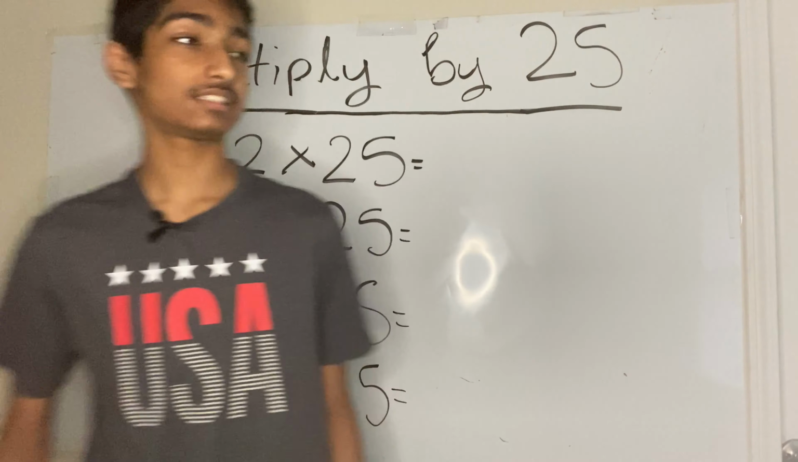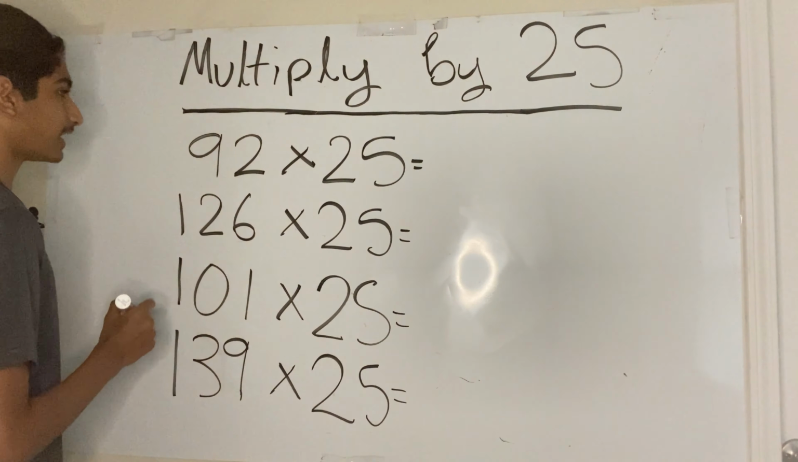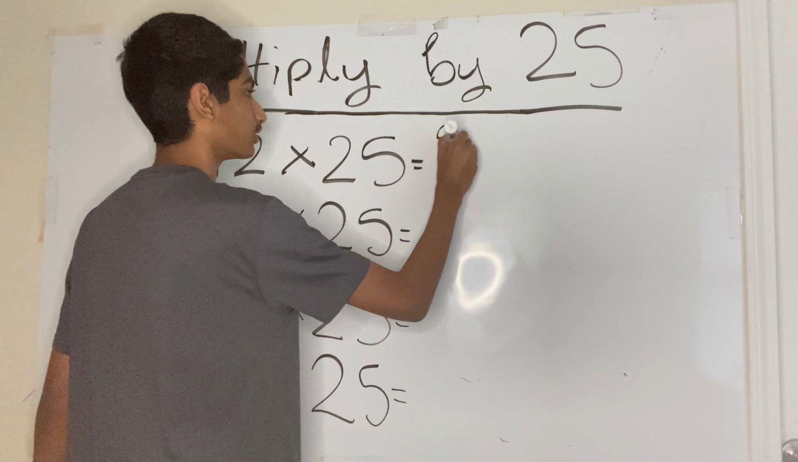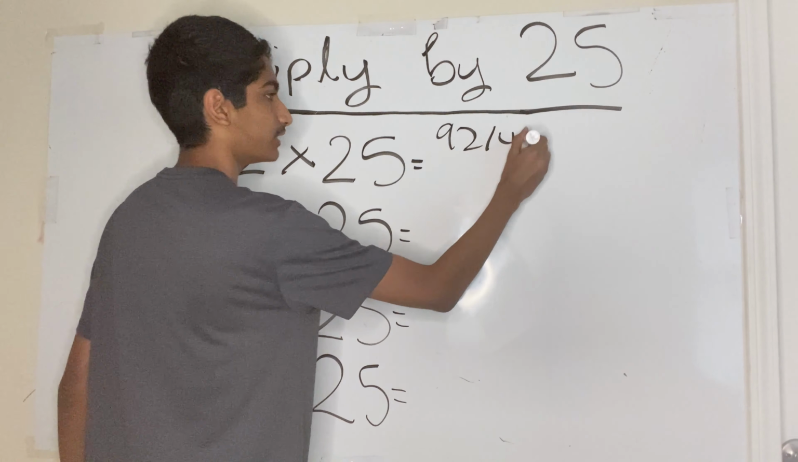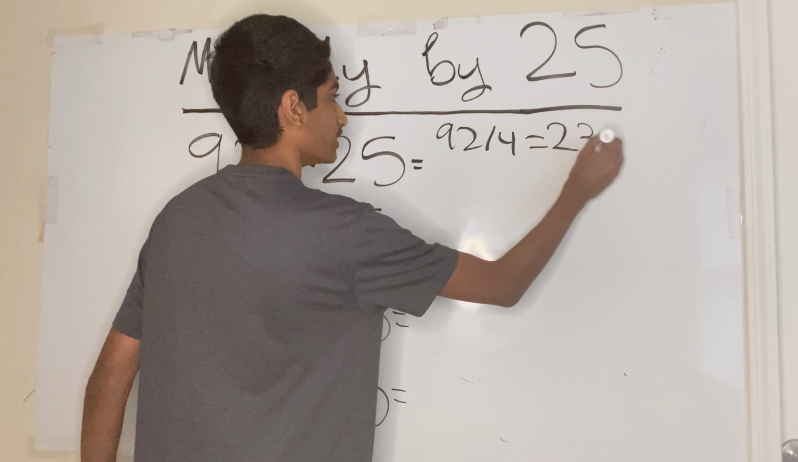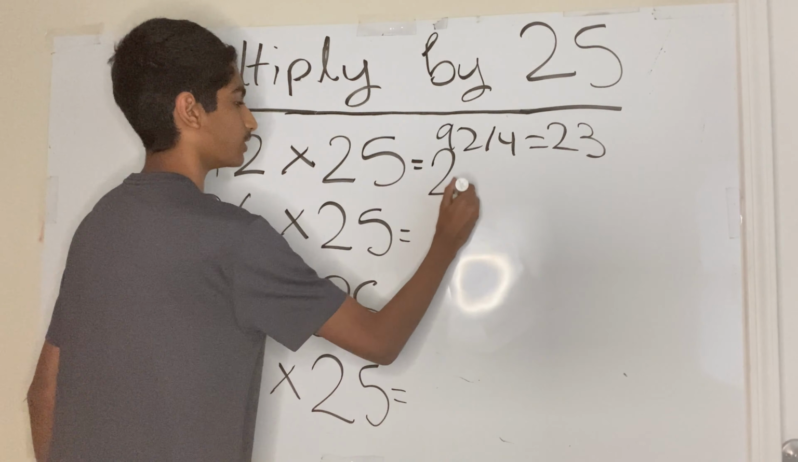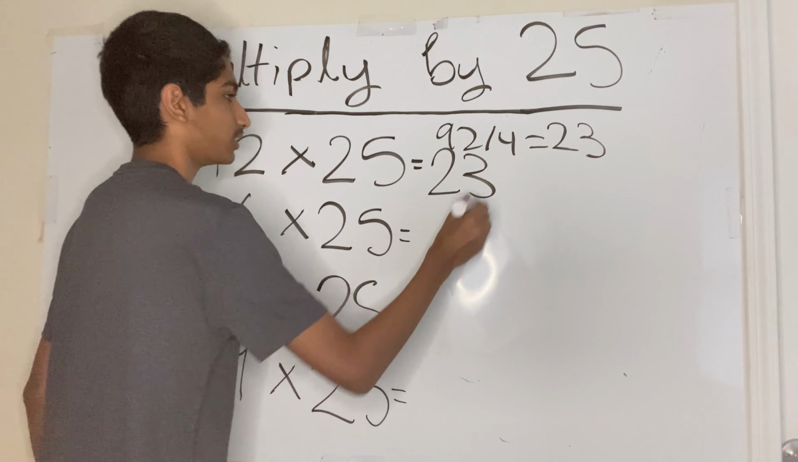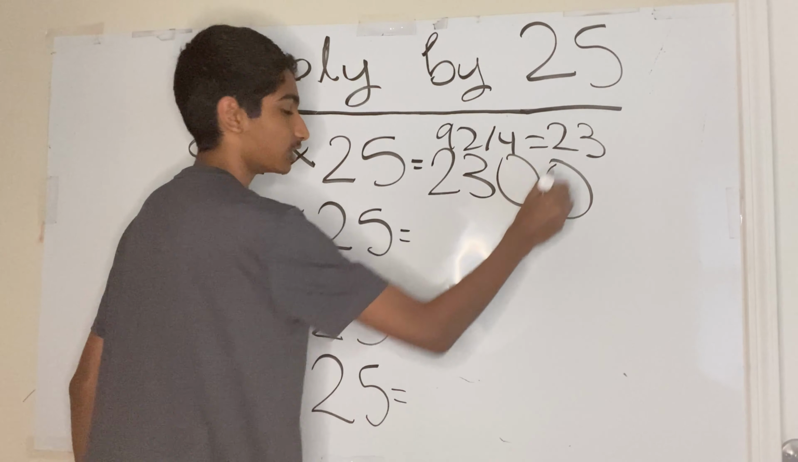Okay, so now let's look at these examples. So first we have 92 times 25. And first what we want to do is divide 92 by 4. Doing that, we get the answer 23. So the first two digits are going to be 23. And then since we have no remainder, the last two digits are just going to be zeros.